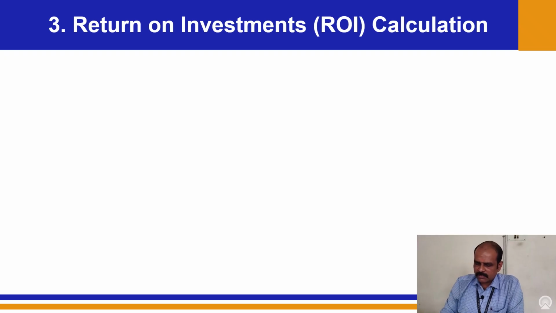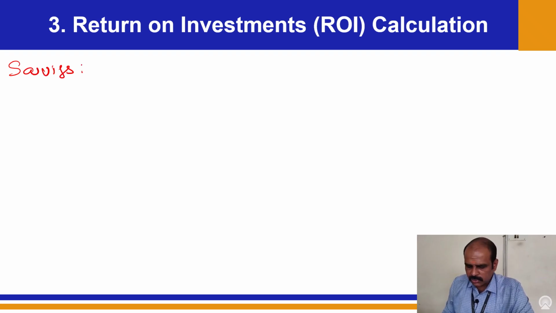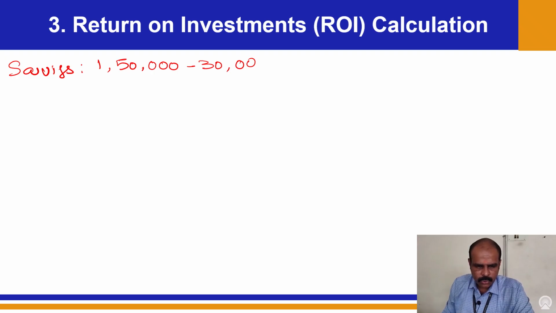How to solve this? First we'll go ahead with the given data. I'll just select the pen option. So the first given data is like this. First, savings. The total savings is going to be 1.5 lakhs minus the maintenance, sorry, 20,000, not 30. Therefore the net savings we get is 1.3 lakh dollars.